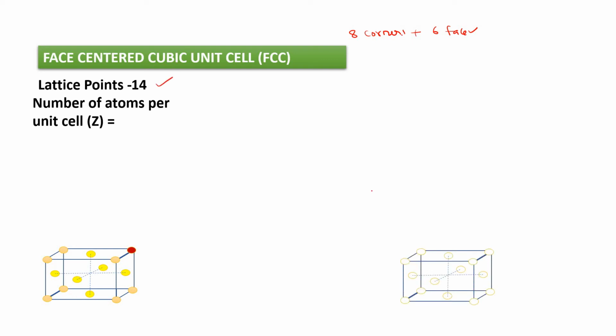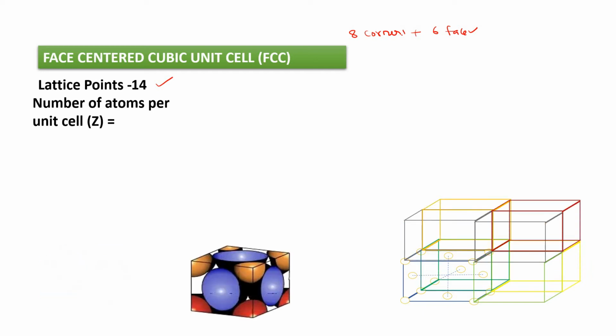Now we are calculating the Z efficiency, the total number of atoms present in 1 face centered cubic unit cell. Again the 8 corners into 1/8, the same common thing. Now let me take your face center here.